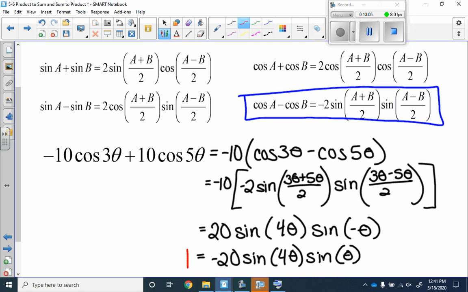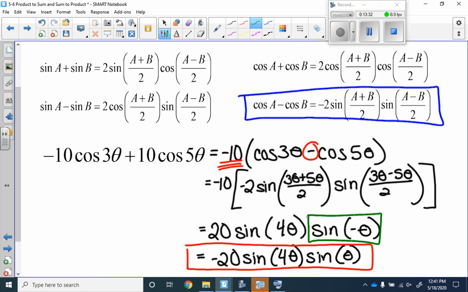Okay, so negative 20 sine of 4 theta times the sine of theta. I factored out a negative 10 to begin with, just so I don't have anything out in front. Now be aware that that's going to make this a negative cosine of 5 theta. As I work through it here, the negative 10 times negative 2 gives me the 20. But it turns into a negative 20 when we take the sine of negative theta, which is negative sine of theta. So that's where that negative 20 comes into play.